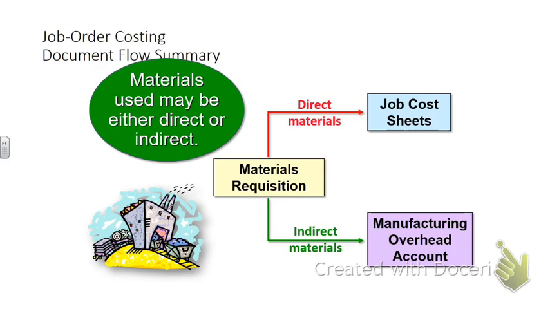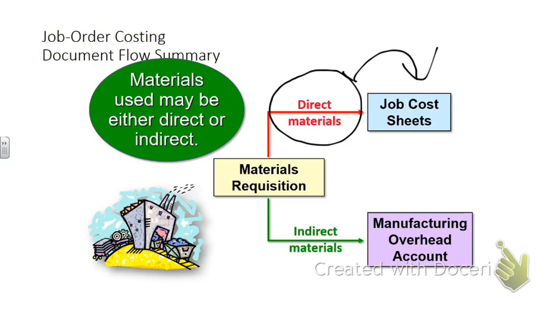Let's go back to my building of a deck. We're going to say we need not only the wood, but we also need some nails. When this occurs, we're going to request some materials, some of it for lumber, and some for nails and glue. So we're going to issue our requisition, and some of it is going to be direct materials, and that's going to go right on our job cost sheet.